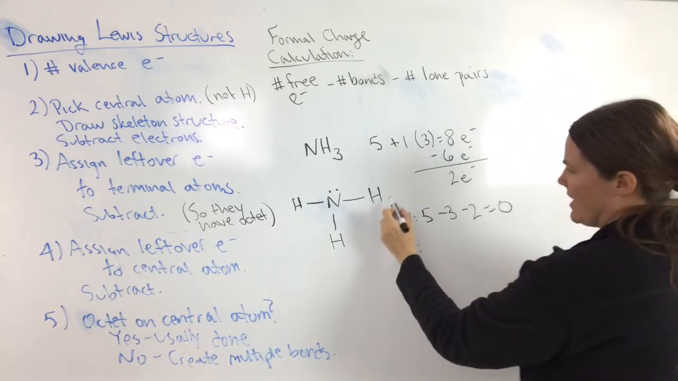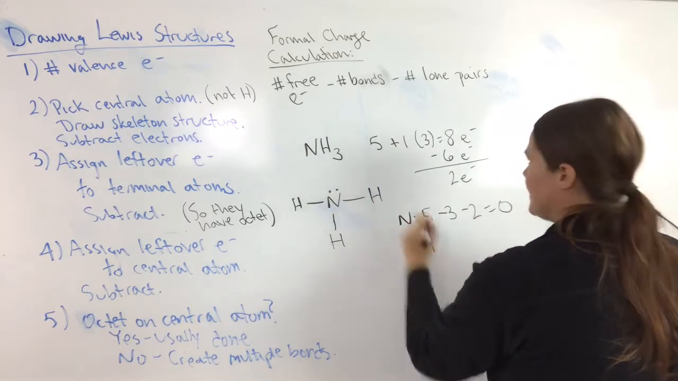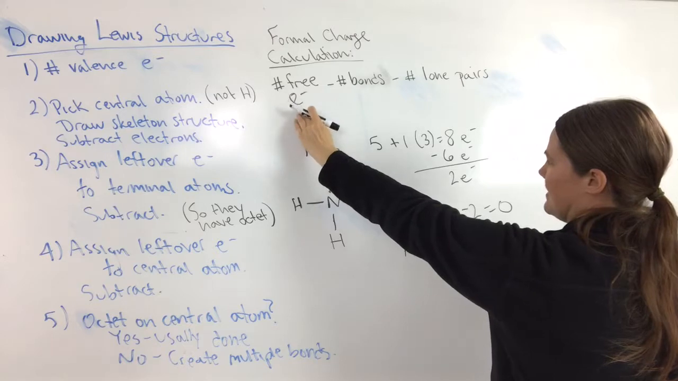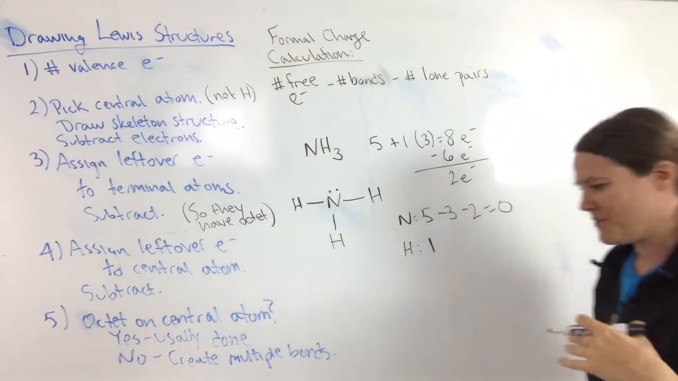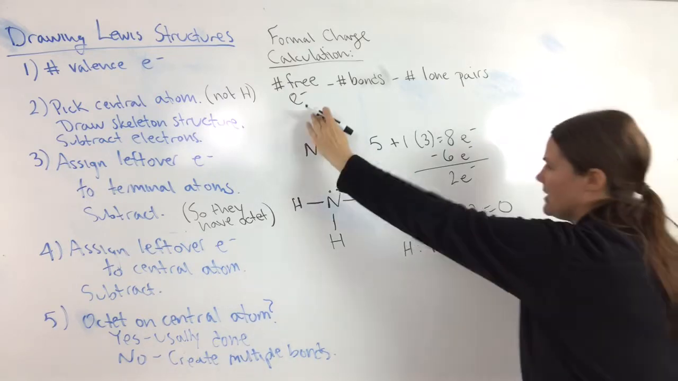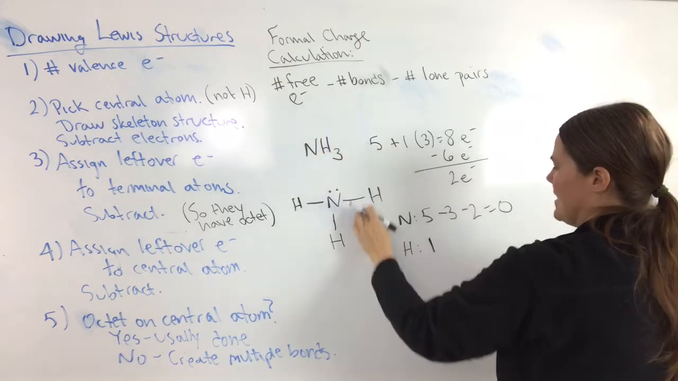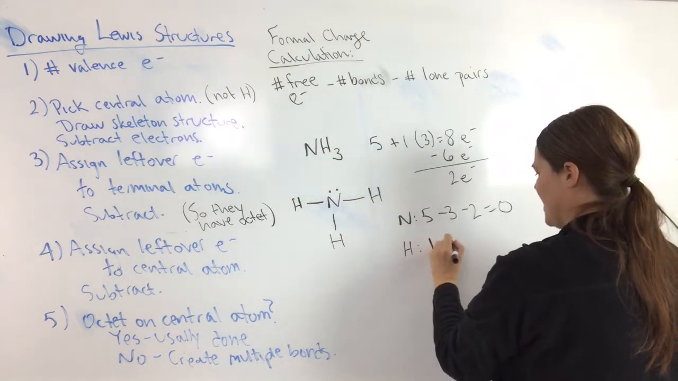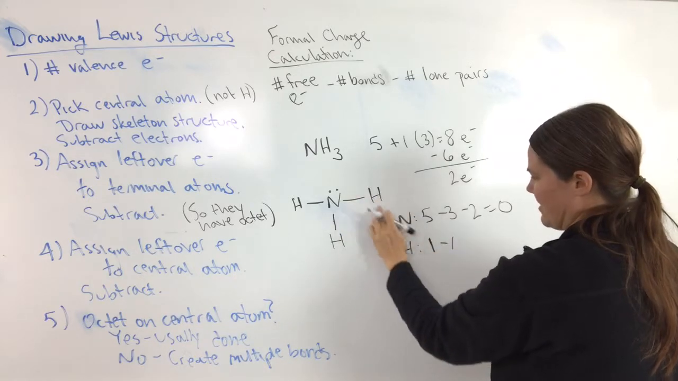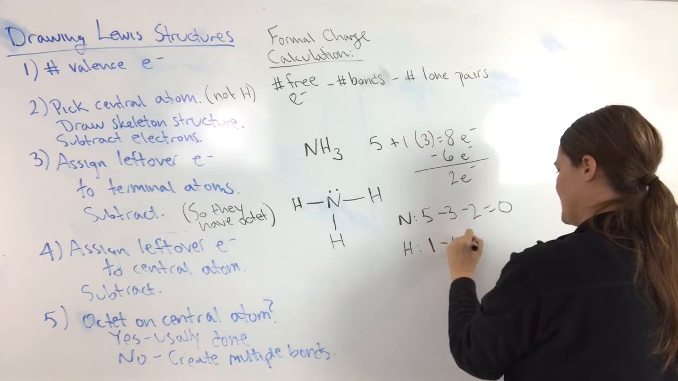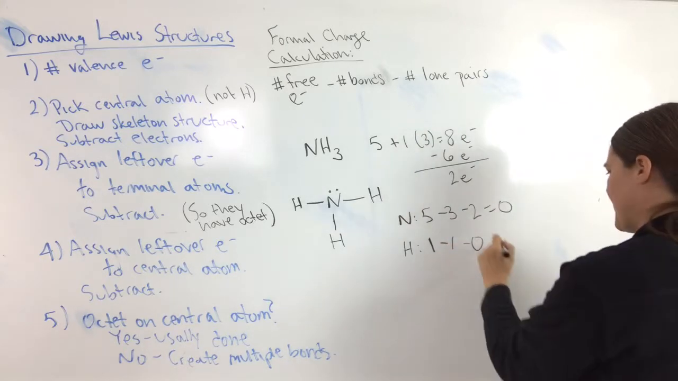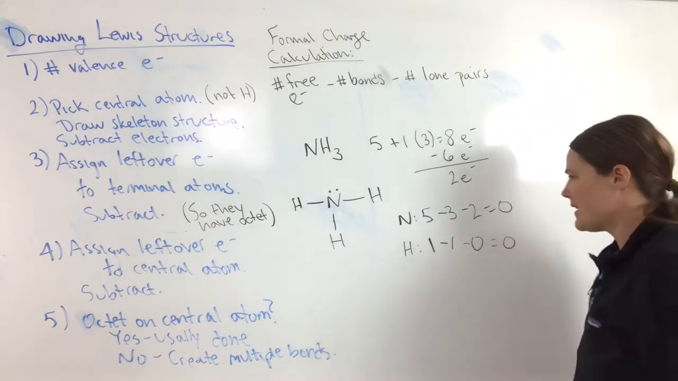And then let's do hydrogen. A free hydrogen atom has 1 electron. So we put 1 here, minus the number of bonds. It has 1 bond, since we're just looking at one of these hydrogens. So 1 bond, minus the number of lone pairs. It has 0 lone pairs. So this is equal to 0.